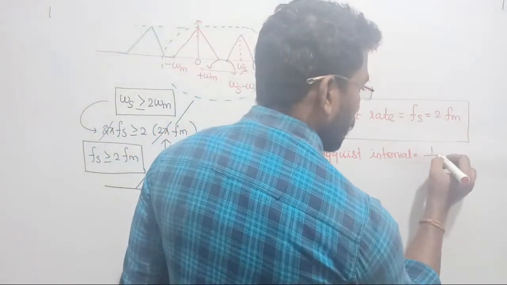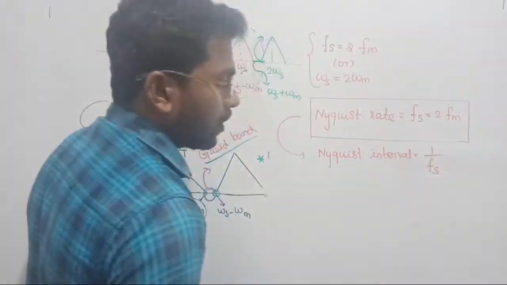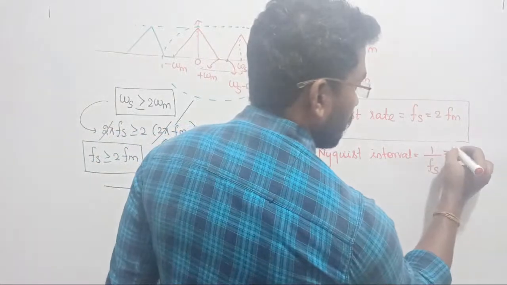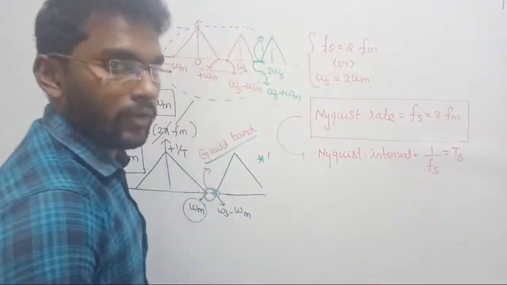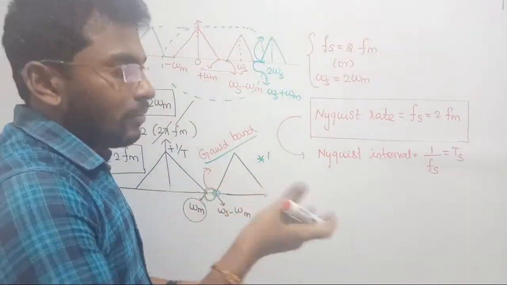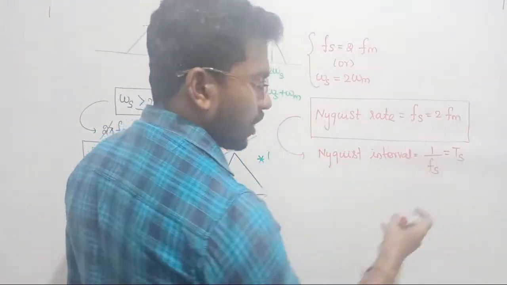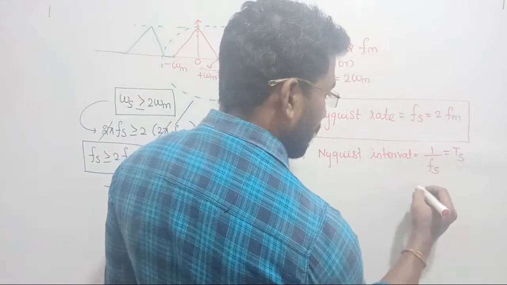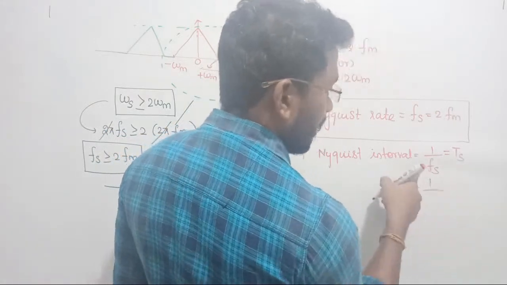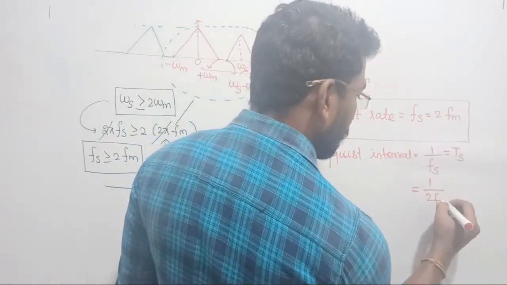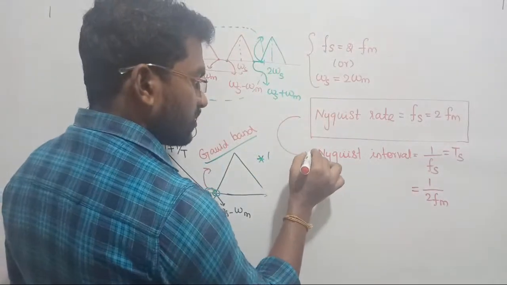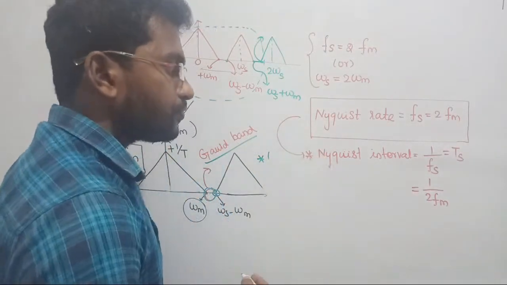How will you define the time period? That is 1 upon frequency fs, right? So that is simply called the Nyquist interval, the sampling interval. For every signal, you have to define how much interval there should be in time. If we define it in time instead of frequency, you just have to take the reciprocal. So this Nyquist interval, 1 by fs, can also be defined as 1 over twice fm. Clear? So this is called the Nyquist interval.